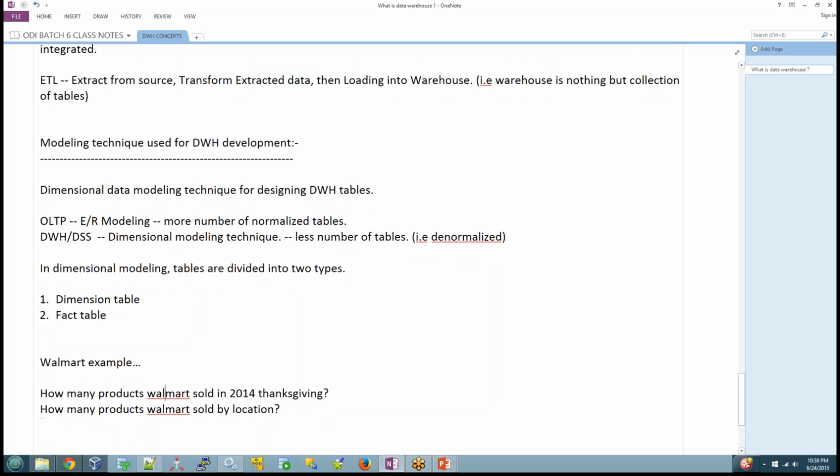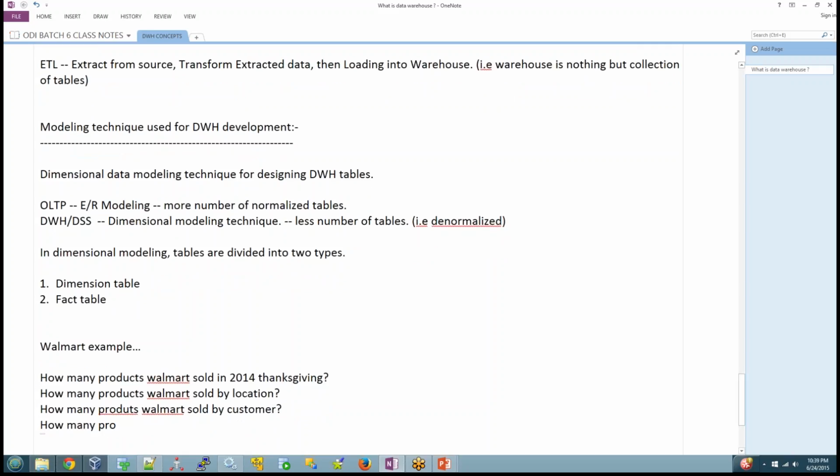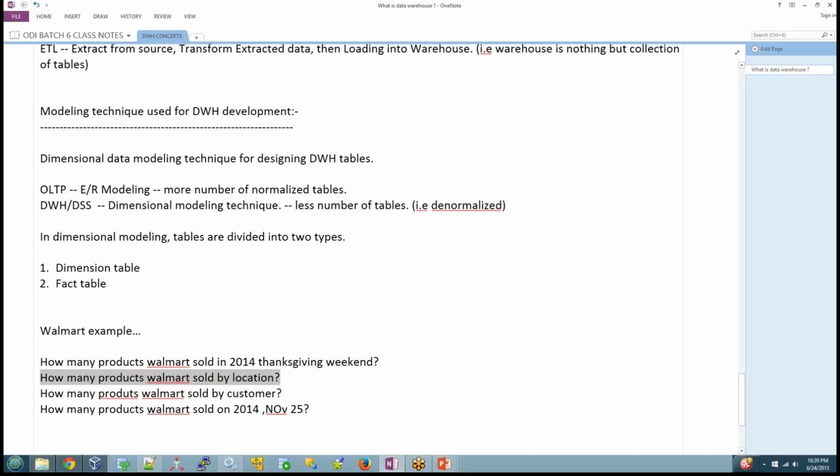How many products did Walmart sell by customer location, customer wise? And how many products did Walmart sell on November 25, 2014, the Thanksgiving weekend, say Friday, Saturday and Sunday, a particular day? Location means how many they sold in New York, how many in New Jersey, and so on.